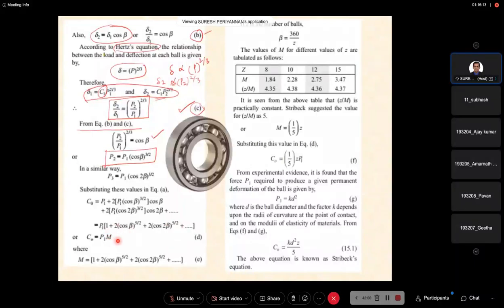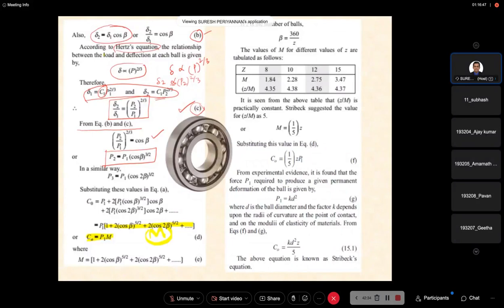Now we are assuming a simple notation, m, for this term that I am saying here. So our C naught is equal to P1 into m. C naught is nothing but our static load carrying capacity. Now further we have to simplify that. Earlier we didn't consider the number of balls. This is m.